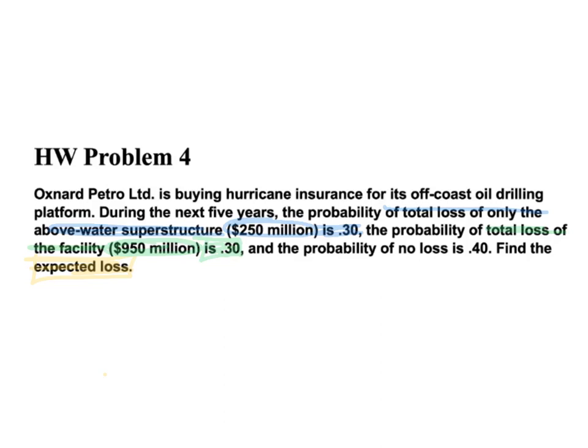And then there's, of course, the possibility that they're not going to have any loss at all, which is, of course, a $0 loss. It's not in there because the $0 is kind of understood. And the probability that that would happen is 40%. Makes sense, because if there is a 30% chance of each of these things happening, that's a total of 60%, which would leave a 40% chance that nothing is going to happen at all, because we know that all probabilities have to add up to 100% or 1, right?